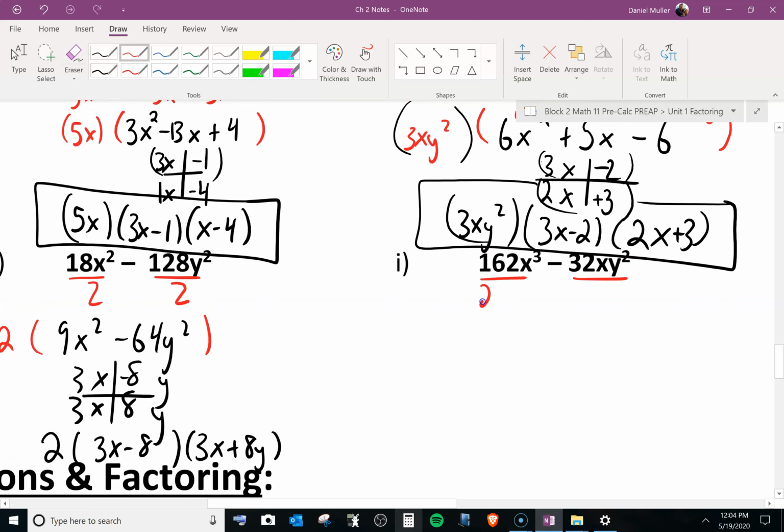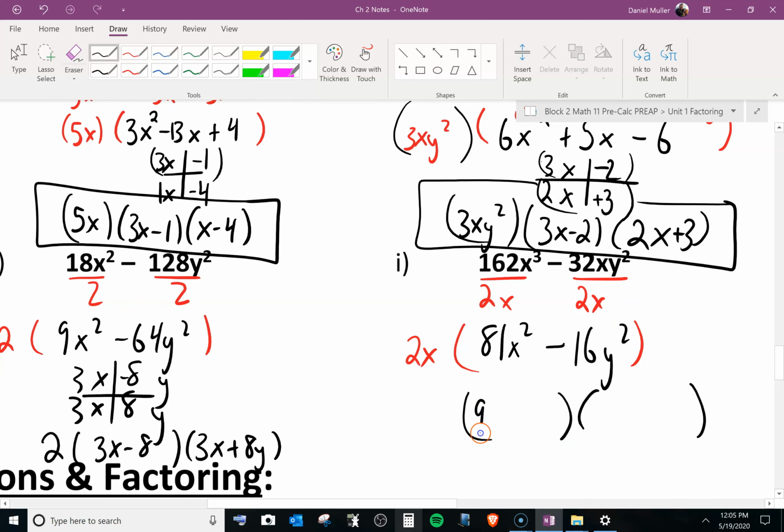And I can take out a 2, I can take out an x on each of them. So I'm left with a 2x. So again, the smallest, x cubed and x, the smallest is an x. No y and y squared, the smallest is no y. So that's why I don't have any y's in here. So I've got 162 over 2 is 81, and I'm left with an x squared. 32 over 2 is 16, and I'm left with a y squared. And then I can factor this. 9x and 9x, 4y and 4y, do 1 plus, do 1 minus, carry the 2x from down below.